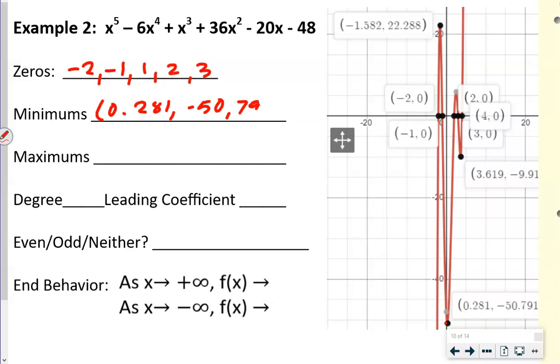Yes, negative 50. Sometimes it'll be that big. 791. And then our maximum, well, wait, we got another minimum right there. Y'all see that? There's another one right there. I missed it. So we have 2 minimums and 2 maximums. There's our other minimum. I'm going to go ahead and write that under here. That's going to be 3.619, comma, negative 9.91. Okay, then we have a couple maximums, okay? So I see them. So we have a maximum here, and then we have another maximum right there, don't we? And I'm not sure that that one got clicked on, y'all. Either 2 of the maximums did. All right, pause.